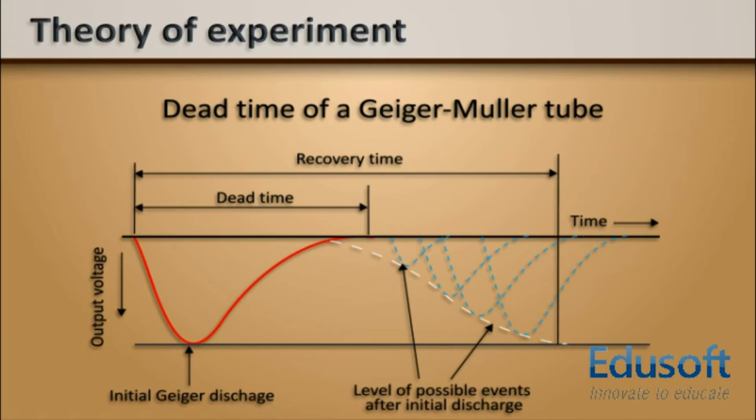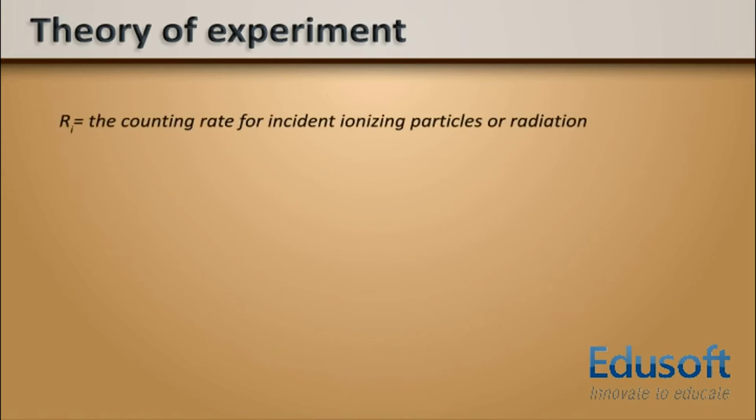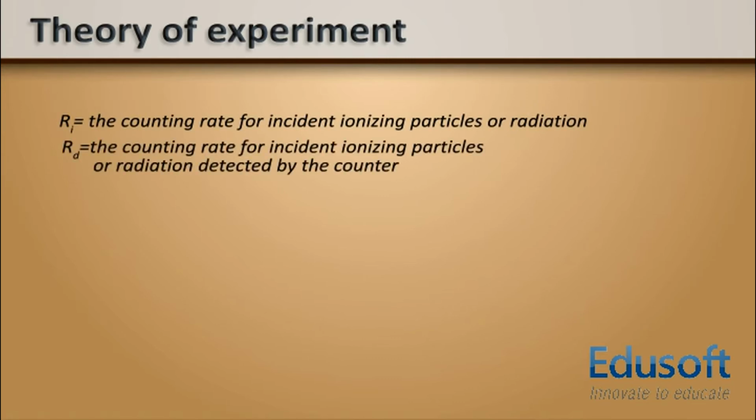If the dead time of the GM tube and the correction factor, which can account for these lost events, is determined, the number of actual incident detected radiation is obtained. If the counting rate for incident ionizing particles or radiation is Ri, and that detected by the counter is Rd, then the number of undetected radiation in time is given by the following equation. If we rearrange this equation, then we get the following form.